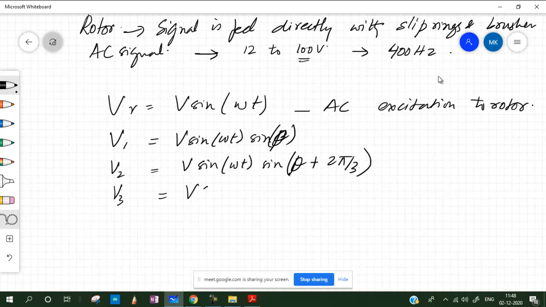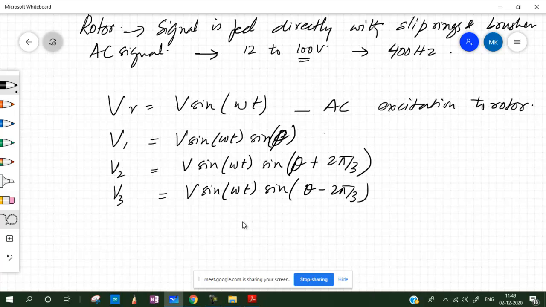v3 is equal to V sine omega t sine of theta minus 2 pi by 3, or you can add more than this to make it almost equal to 240 degrees. So minus 2 pi by 3 is the same as plus 4 pi by 3. All right. So this is how we can see the 3 signal outputs.